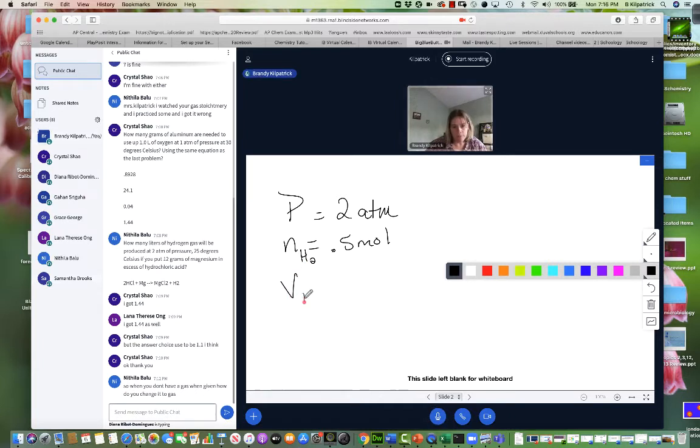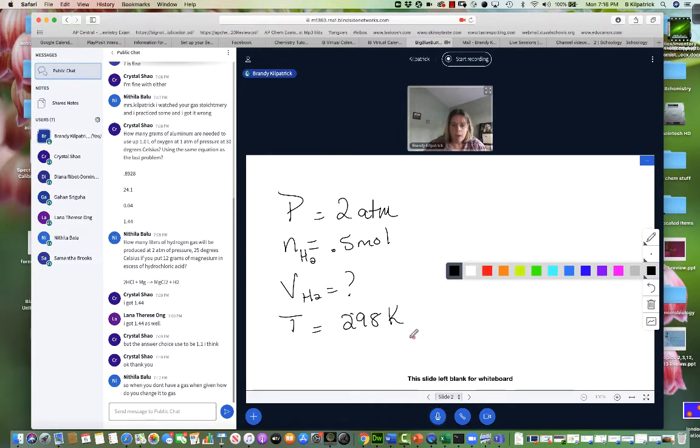We're looking for the volume of hydrogen. We are at a temperature of 25 degrees Celsius, which is actually just going to be 298 Kelvin. You have to add 273 to that. And then we also know the R. R is going to be 0.0821 liters atmospheres over moles Kelvin. So now you're going to just plug that into the ideal gas law.